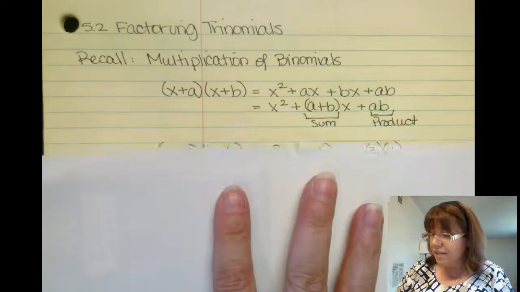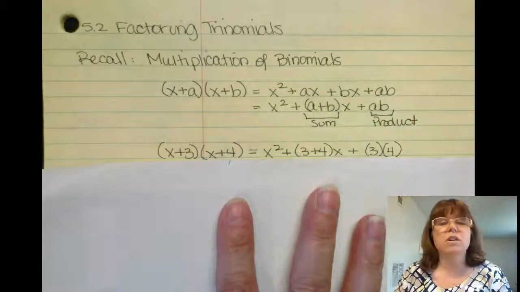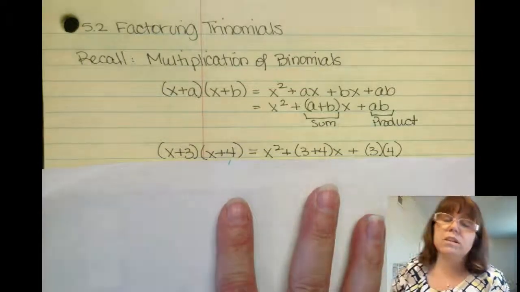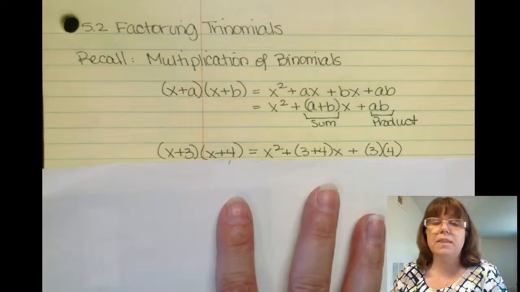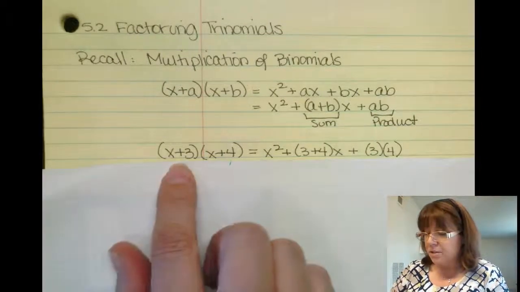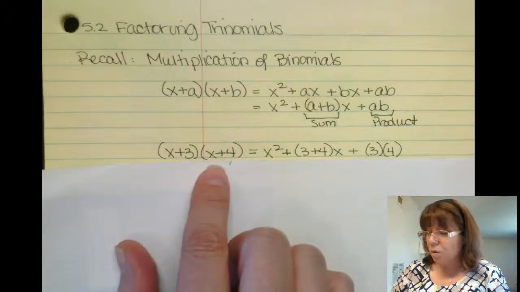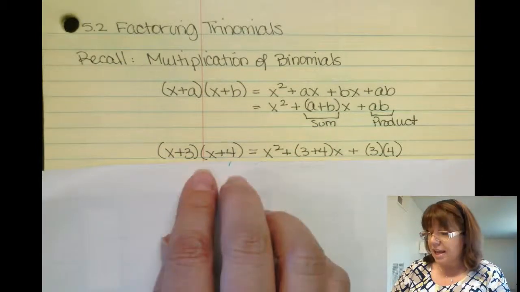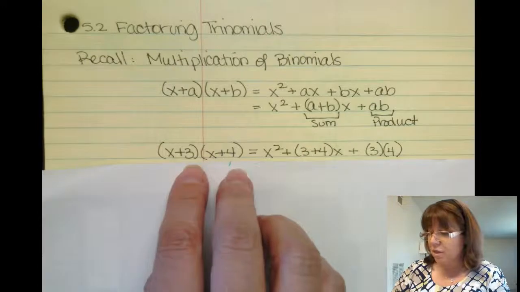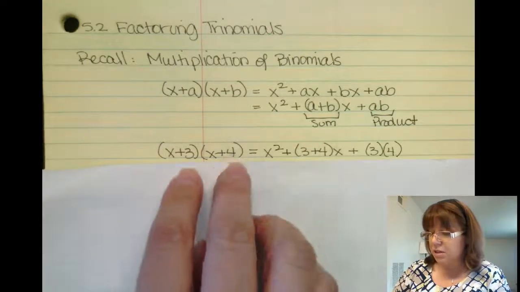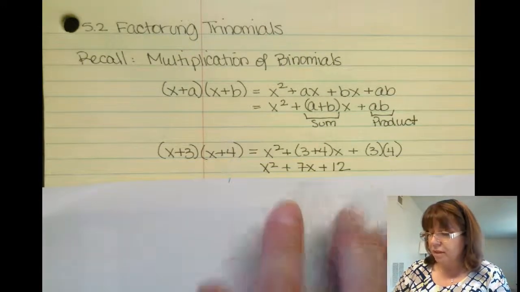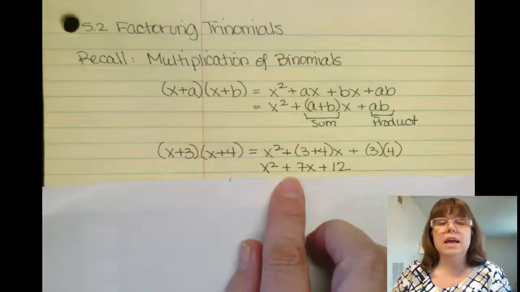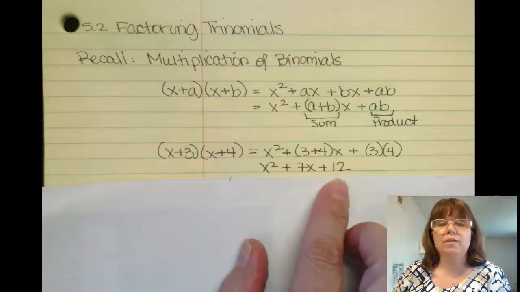So if we have an idea of how to solve these pretty quickly, we don't need our FOIL method or we don't need our column method. For example, x plus 3 times x plus 4. Well, according to my new rule, I can just say the middle term is going to be 3 plus 4 and our last term is going to be 3 times 4. Therefore, x squared plus 7x plus 12.